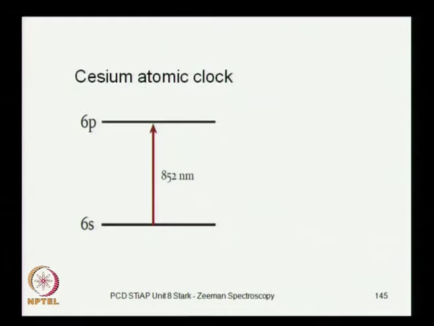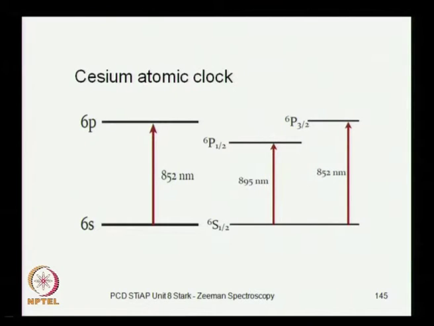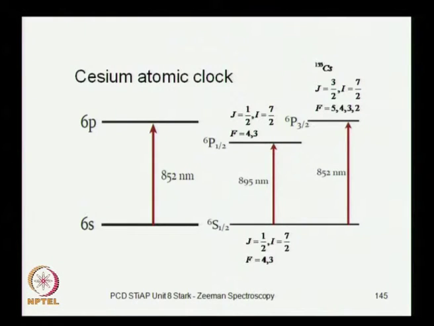This has led to some very high precision development, high precision atomic clocks. The cesium atomic clock comes from the transition 6s to 6p, which has a fine structure and then a hyperfine structure coming from the nuclear spin, which is 7/2. So, the 6p 3/2 state gives you additional levels, a quadruplet with F equal to 5, 4, 3 and 2 coming from the combination of these two angular momenta, and then the 6p 1/2 state gives you an F equal to 4 and 3 doublet, and the lower state is also a doublet with F equal to 4 and 3.